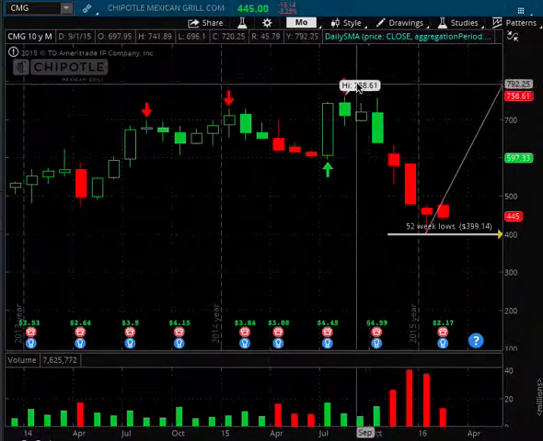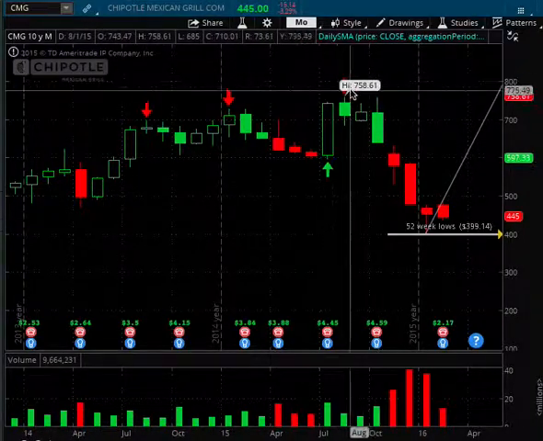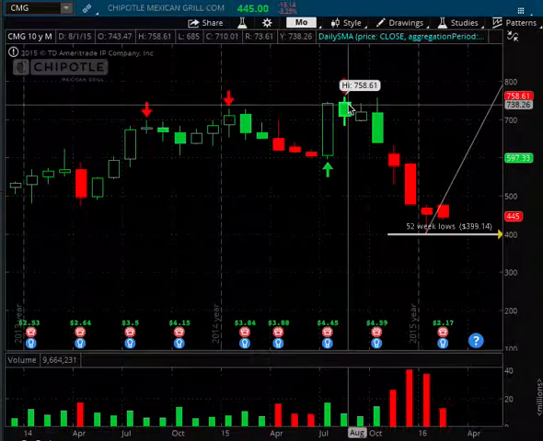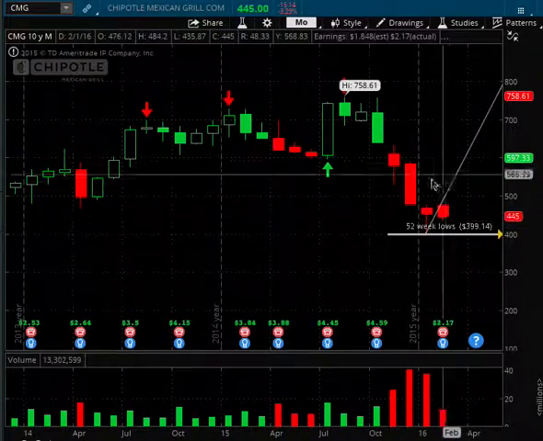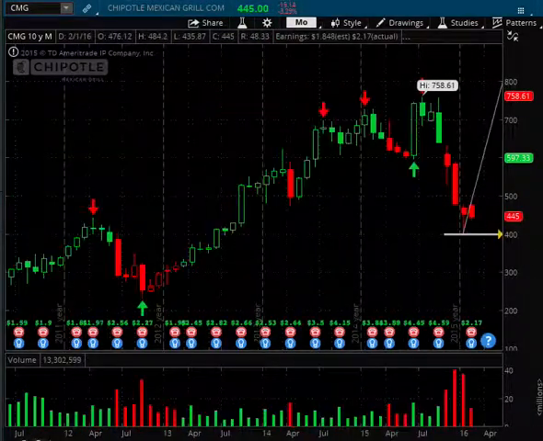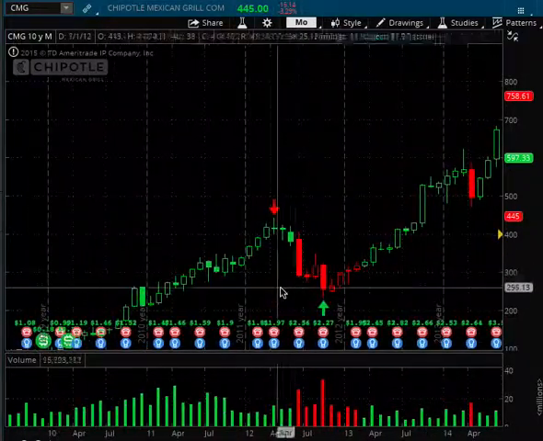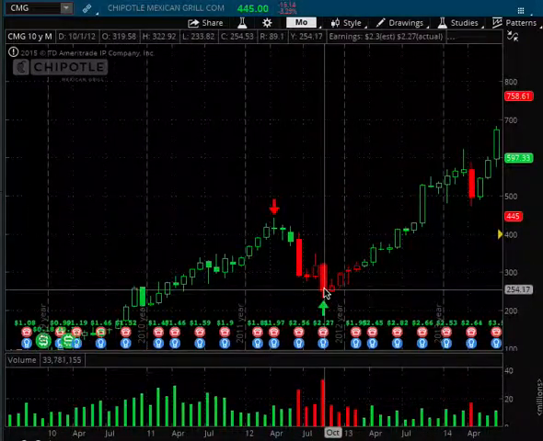The high for Chipotle was $758, which was here. $758, which was made August of last year. So August of last year, Chipotle was a $758 stock. It's now 445. So there's a lot of room to the upside, but there's also a lot of room to the downside.